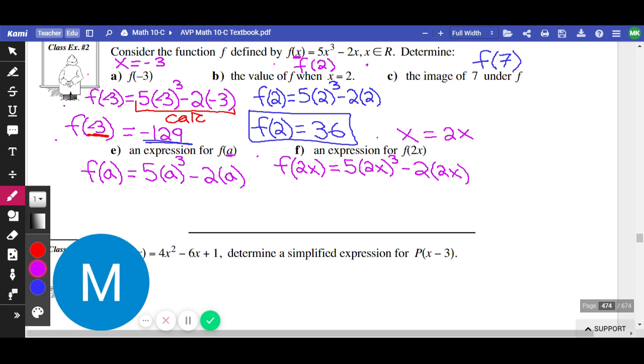Okay? With this, we're not quite done yet. The reason we're not quite done yet is because you can do some simplifying. So we substituted properly, but now we need to follow some of our rules that we learned in previous units. The first rule we need to remember is the exponent rule. Okay, so that exponent needs to come into the bracket. When it comes into the brackets, it's going to become f of 2x equals 5, and then bracket 2 to the power of 3 equals 8. And then x to the power of 3.